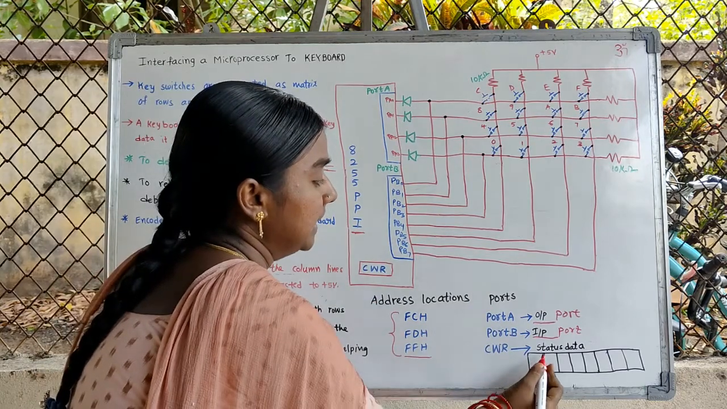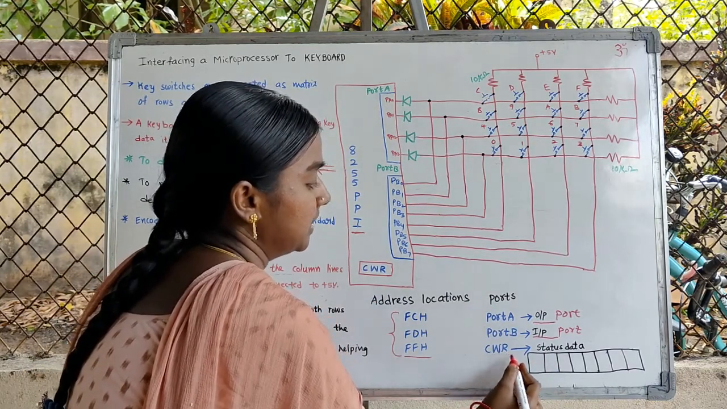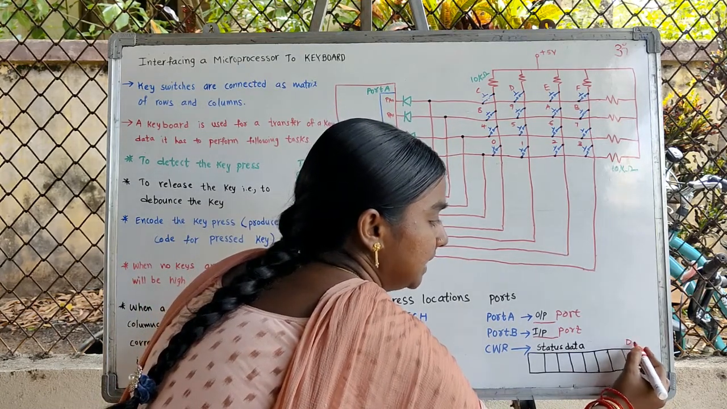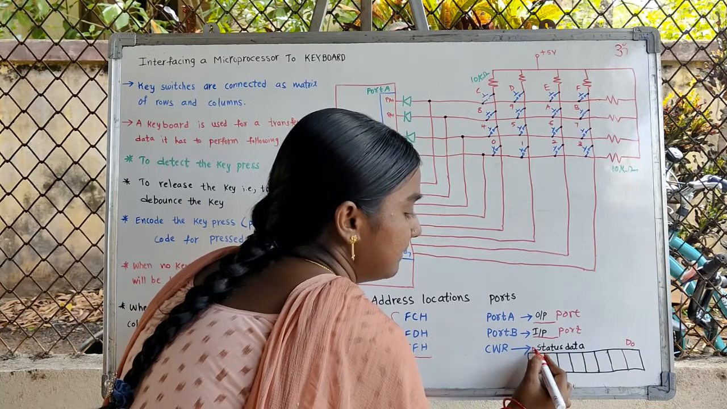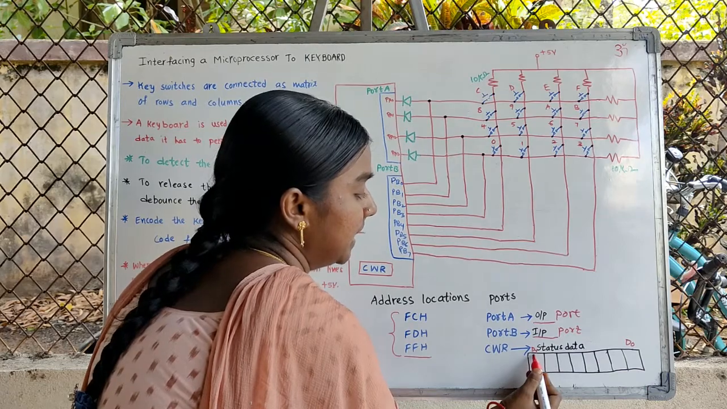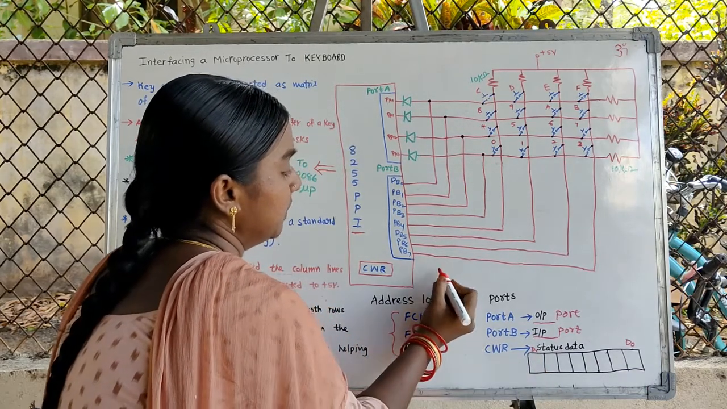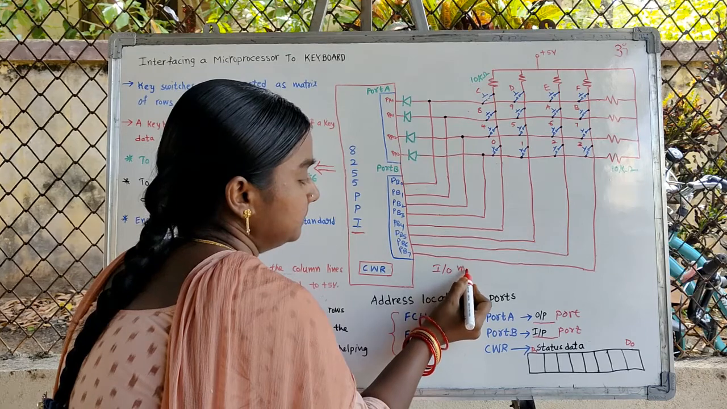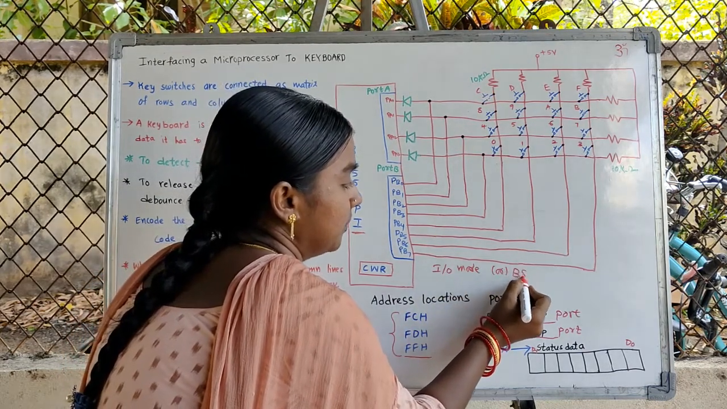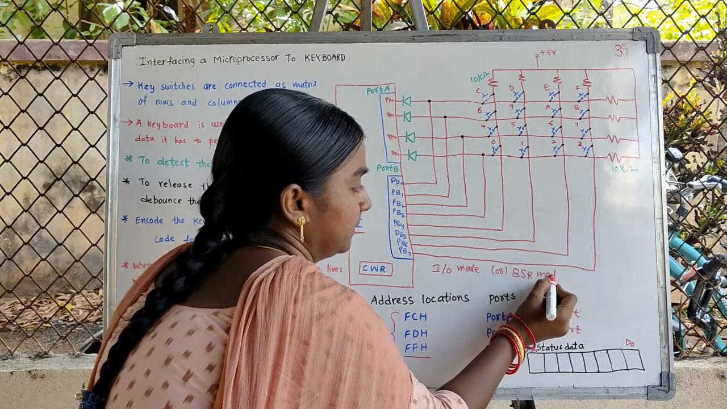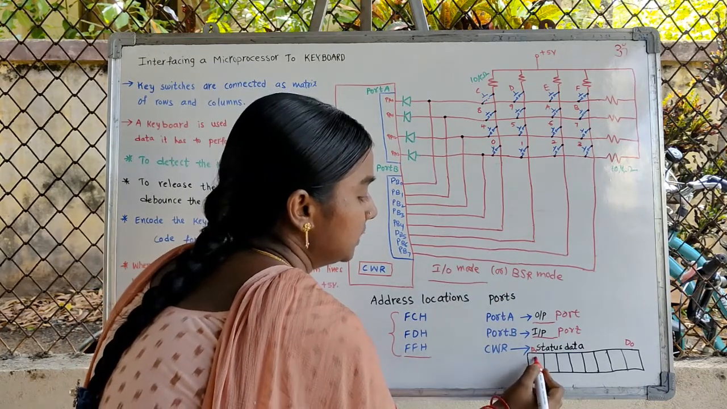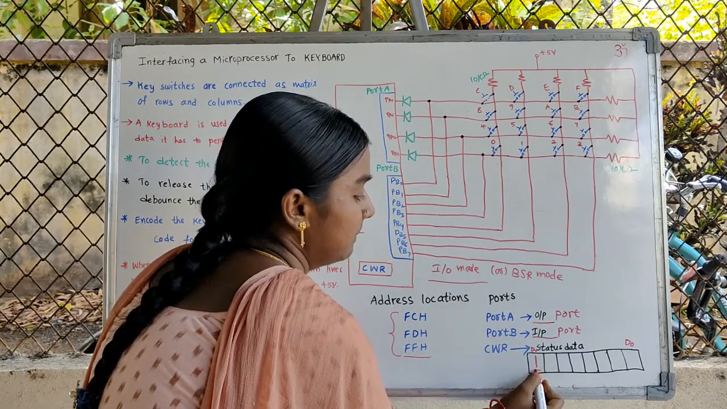Now we have to find the data of the control word register, by considering the bits D0 to D7. We already know each bit specification. The D7 bit indicates whether we use input output mode or BSR mode. In this configuration we are using input output mode, so this bit is going to be 1. This is the important one.